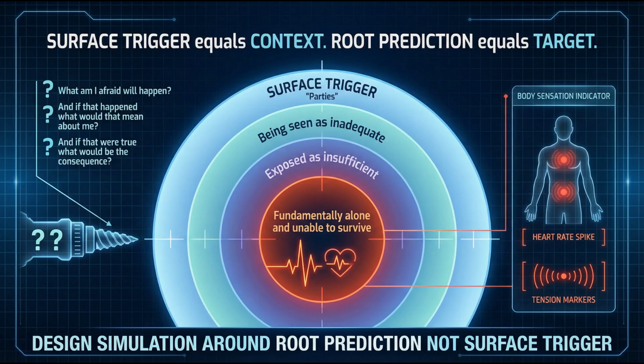How to find the root prediction? Ask yourself this sequence of questions about any trigger. What am I afraid will happen? Then, and if that happened, what would that mean about me? Then, and if that were true, what would be the consequence? Keep going until you hit something that feels like a body response, not just a thought.